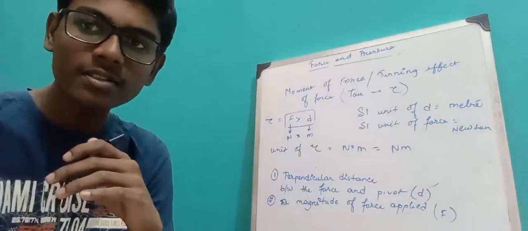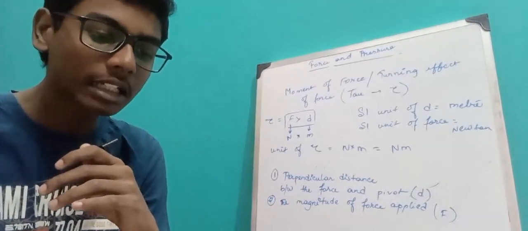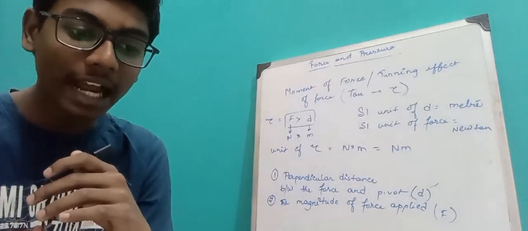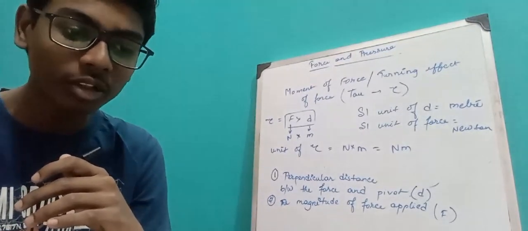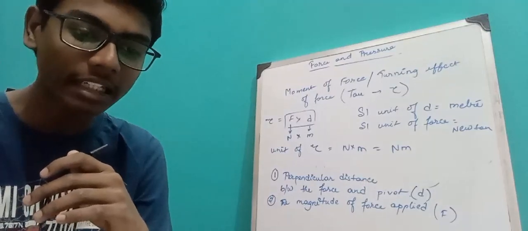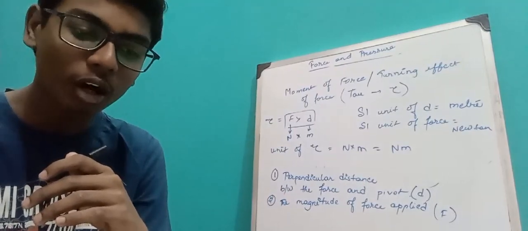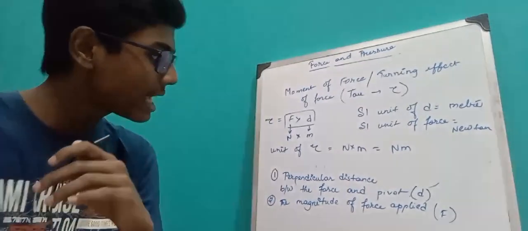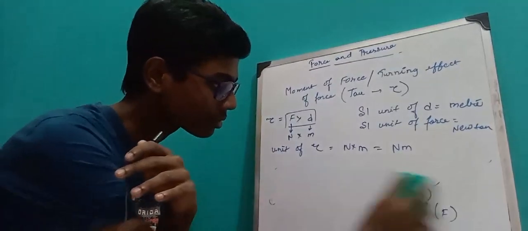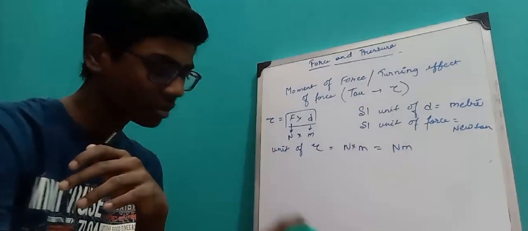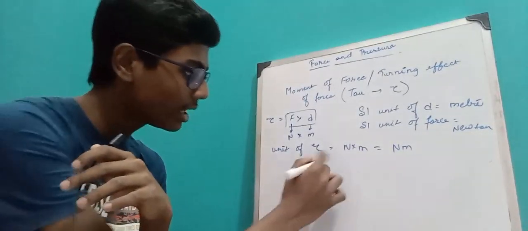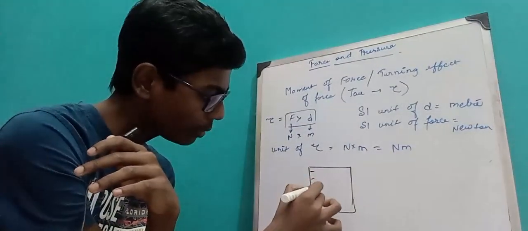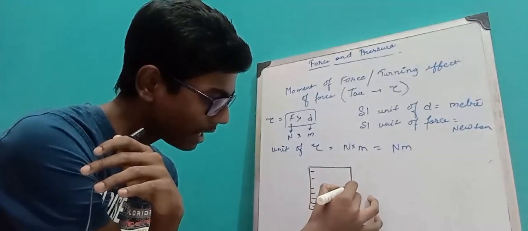Now what are the applications of moment of force? It is easy to open a door by applying force at the handle provided near the free end of a door. It is because if the force is applied at the handle, the moment of force is large. A small force can produce a large turning effect. What it is trying to say is, suppose this is the door, this is the pivot point, and this is the handle.